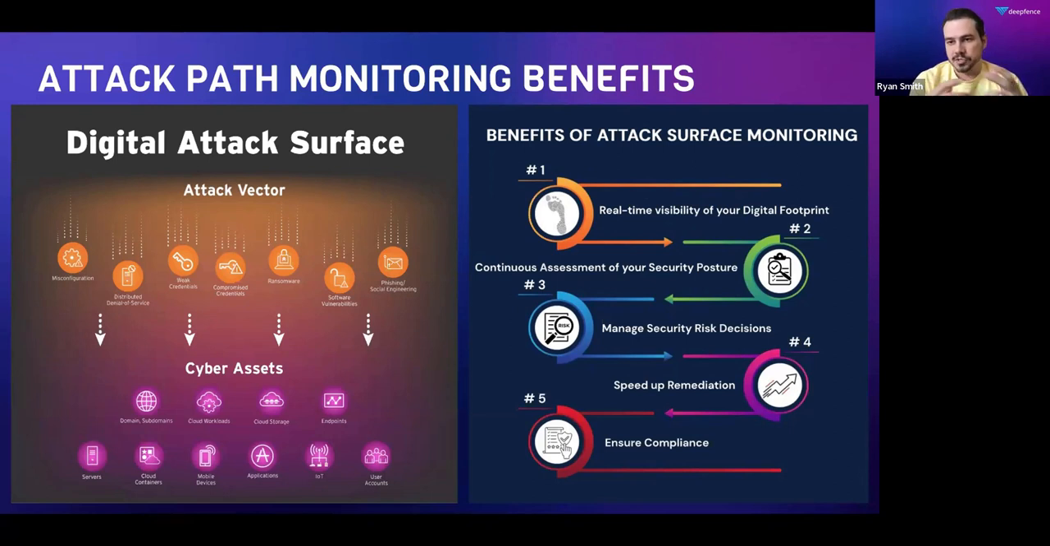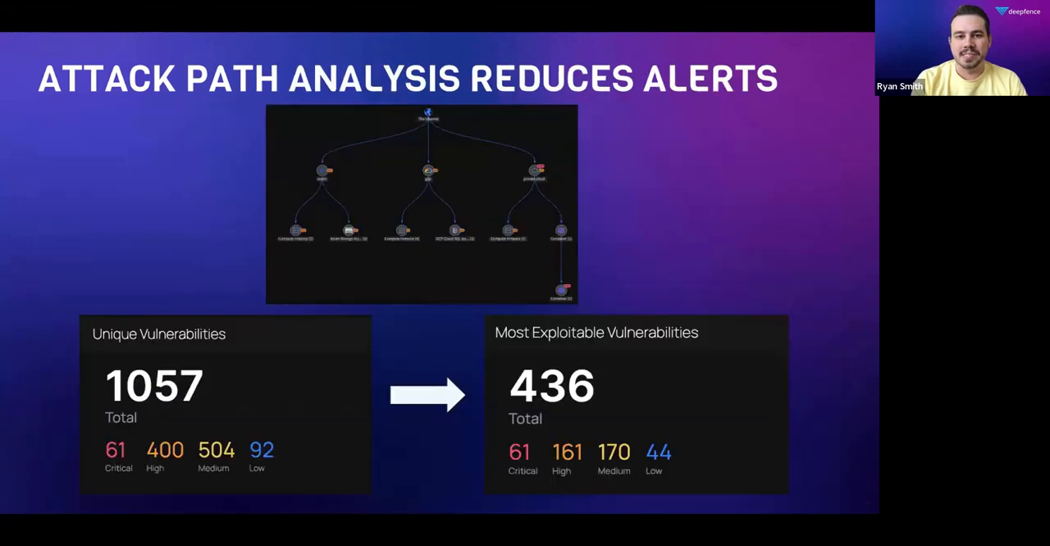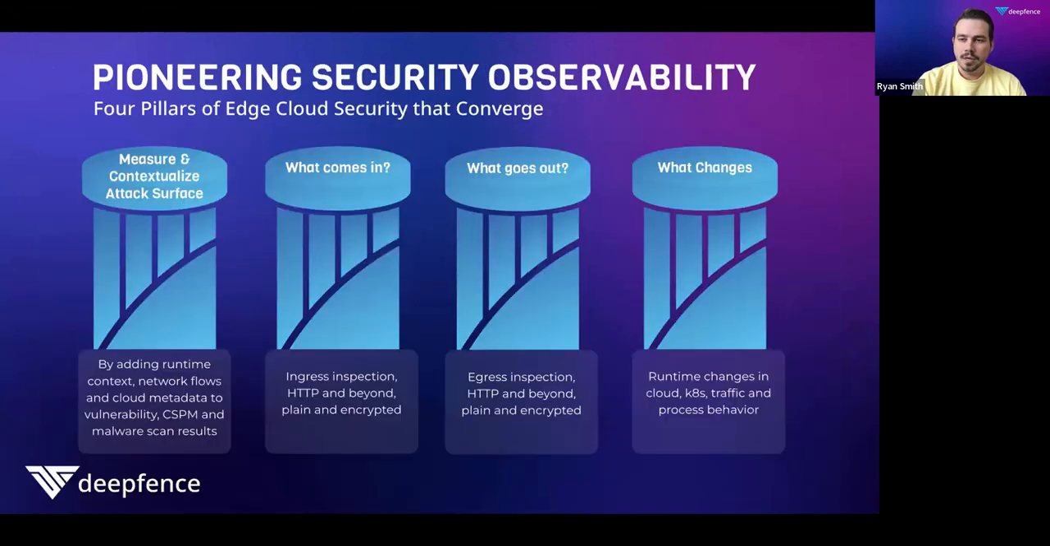And ultimately, it helps us ensure compliance because all of this is continuous rather than point-in-time static snapshots of our environment. So it allows better upkeep of these things in real time. So once again, what is the key to security observability, attack path identification? Well, for us, it's these four pillars that really converge.